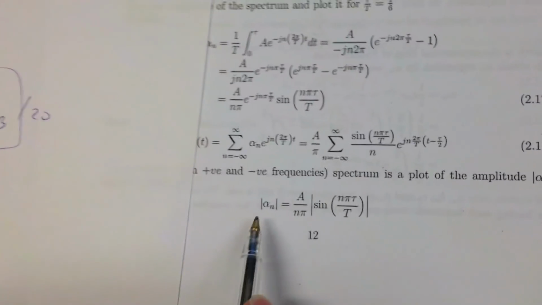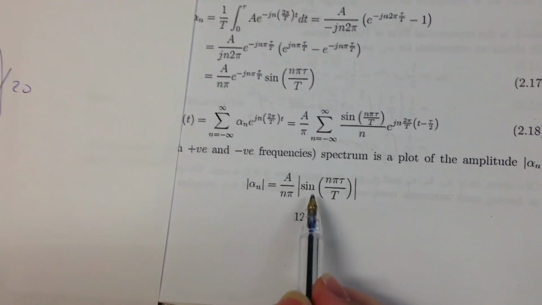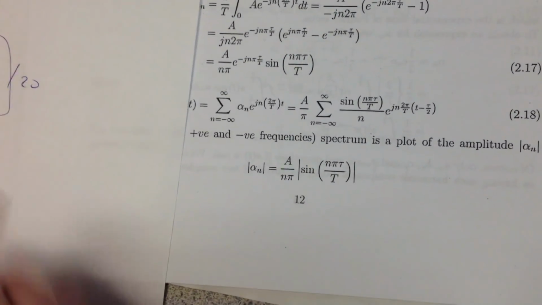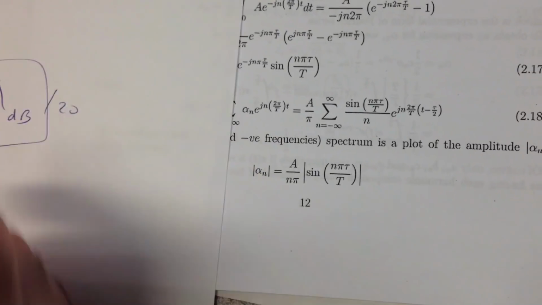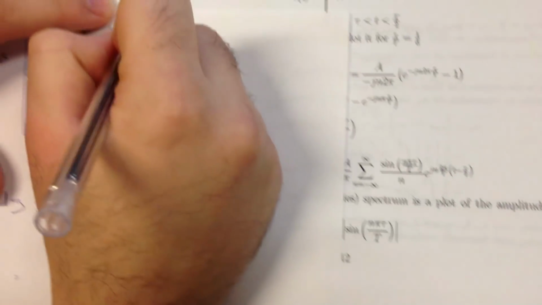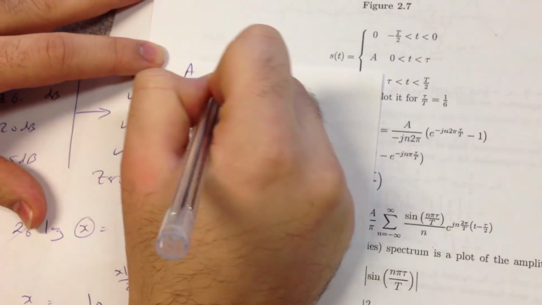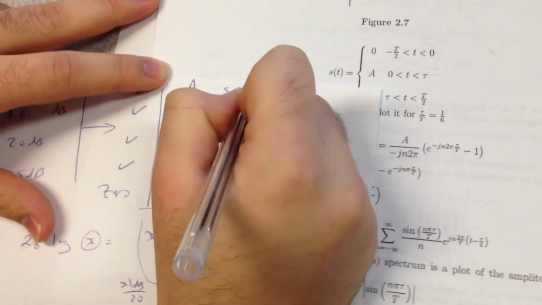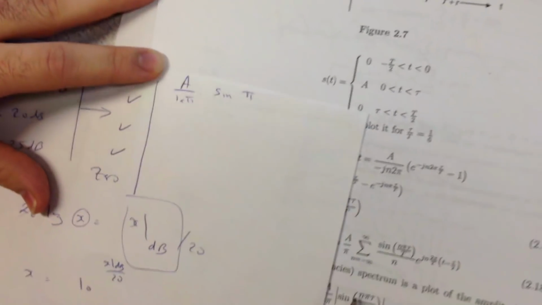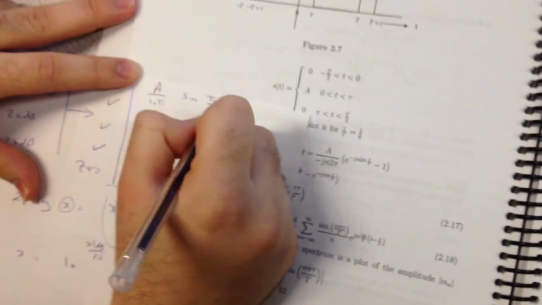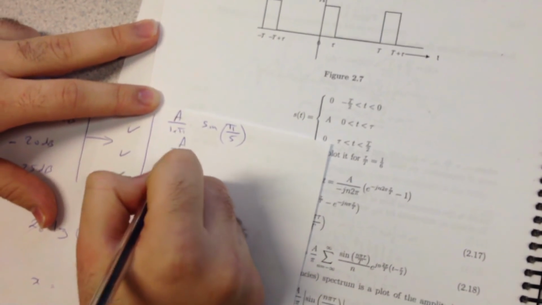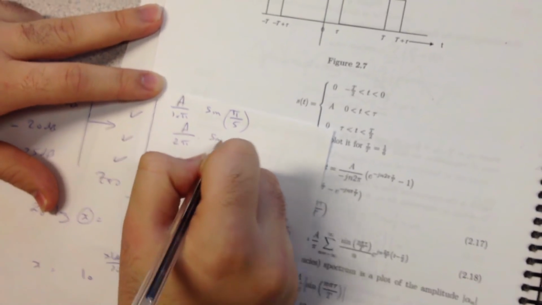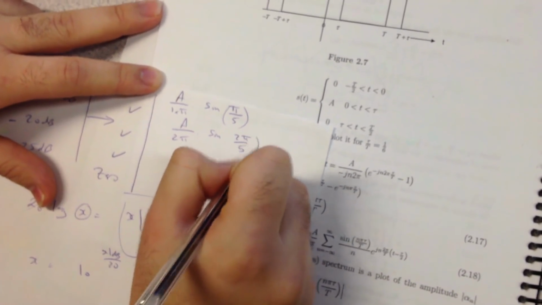What are the theoretical numbers? These are the theoretical numbers: alpha n equals A over n pi, sine n pi tau over T. Let's put n equal to 1, 2, 3, 4, 5. For n equal to 1, A over 1 pi sine pi tau over T, it is 20%, which is 1 over 5. The second one, A over 2 pi sine 2 pi over 5.